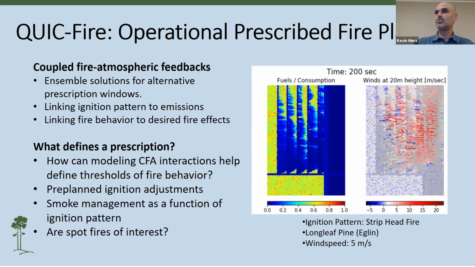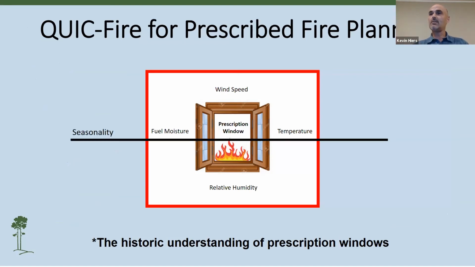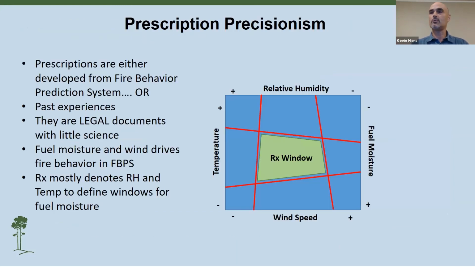If now we know that we can adjust our fire behavior patterns in the models ahead of time, once we exceed a certain energy release rate, or we see some sort of smoke management patterns that we don't like, how does it change the way we plan for prescribed fires and establish prescription boundaries? And when you think about the old prescription planning process, this is the window. We think of it as wind speed, relative humidity, fuel moisture, and temperature as a bounding condition. And maybe that changes seasonally, maybe not for certain ecosystems.